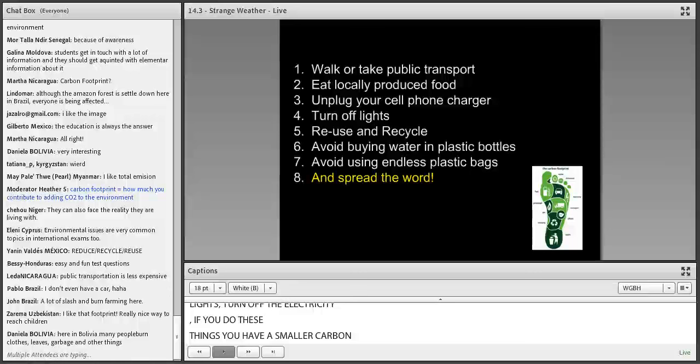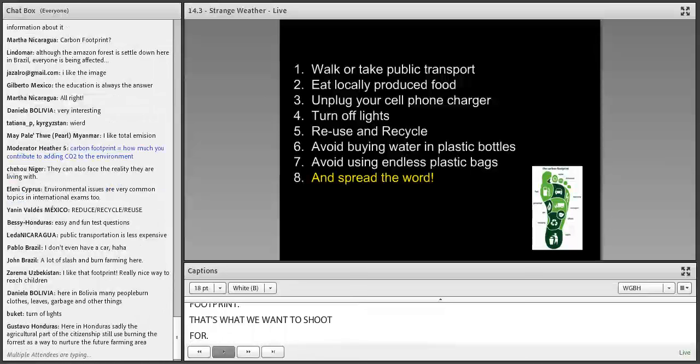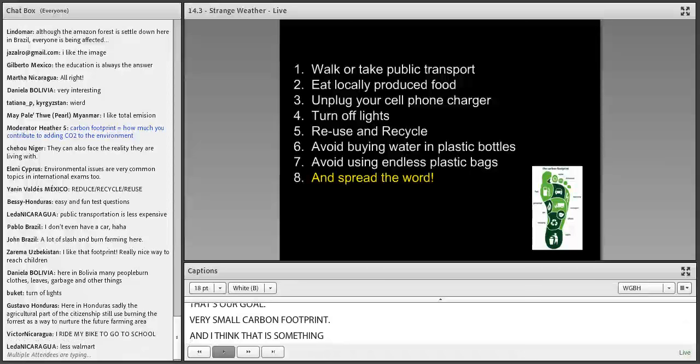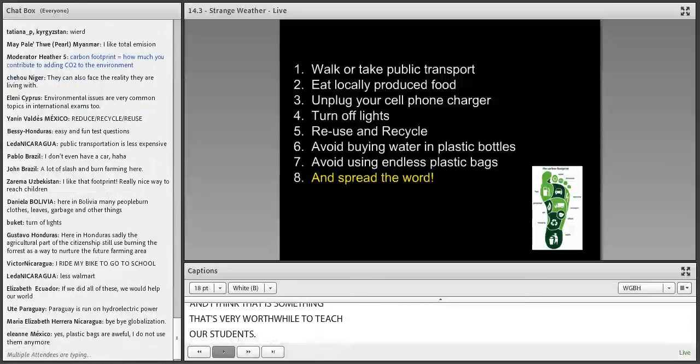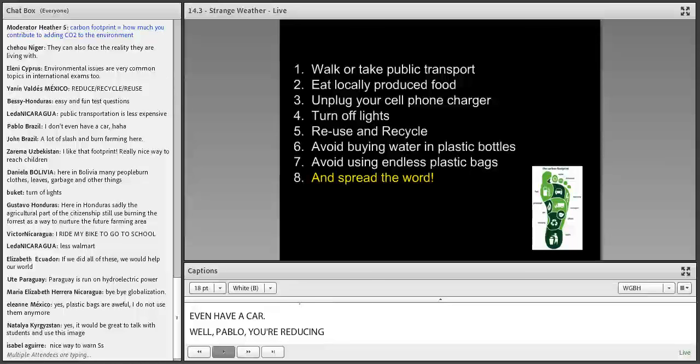And that's what we want to shoot for. That's our goal, a very small carbon footprint. And I think that's something very worthwhile to teach our students. Pablo from Brazil says, I don't even have a car. Well, Pablo, you're reducing your carbon footprint. I don't have a car either.